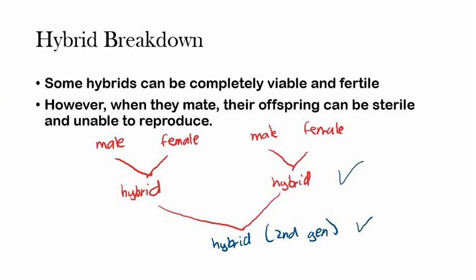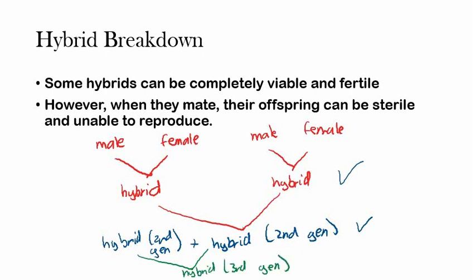However, when the second generation hybrid tries to mate with another hybrid of the second generation, like this, and they try to mate and create a third generation hybrid, this third generation hybrid is going to have issues, you know, it's going to have errors like the genetic diseases, or maybe it's not suited for the environment or something like that. So this is like 3 steps.